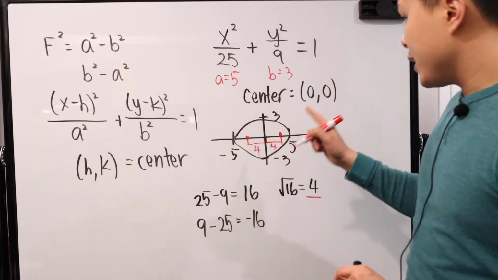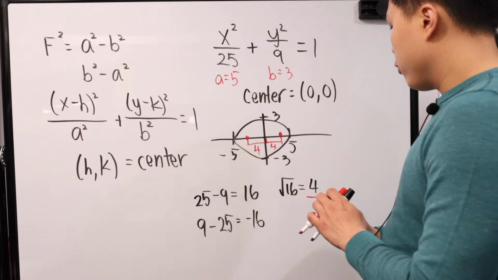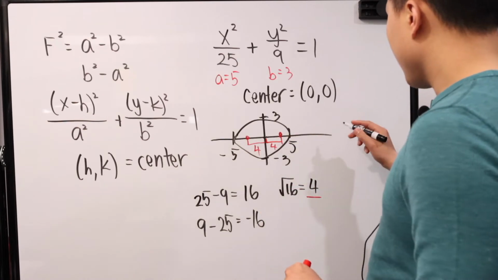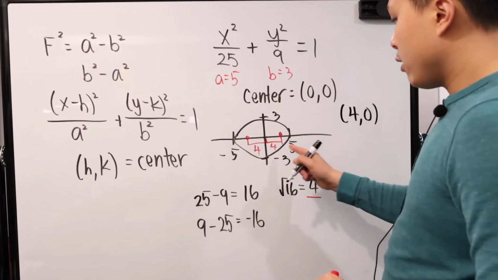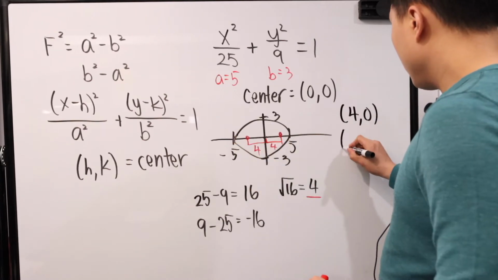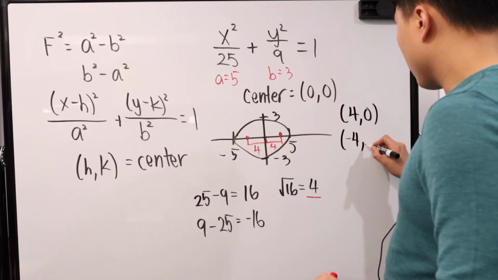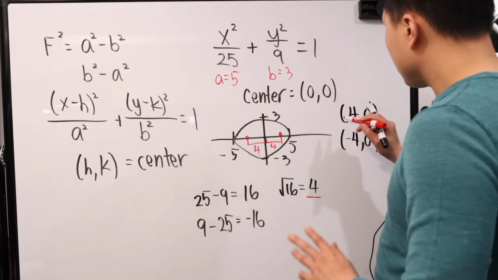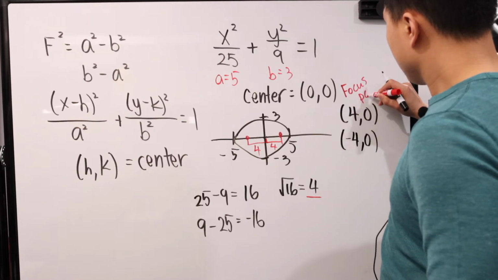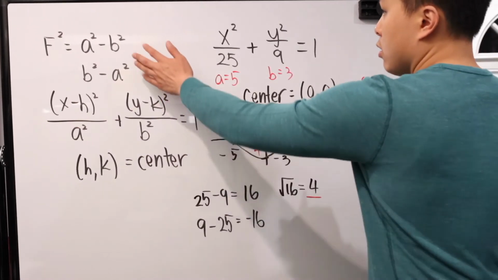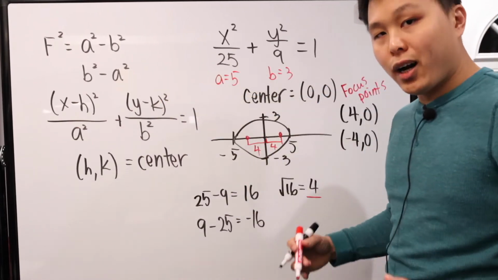Luckily for us, since this is the center, if we move over 4, it's all on the x coordinates, so one of our focus points is 4, 0. And of course, if we move over to the left, the other one's going to be negative 4, 0. And just like that, these are our 2 focus points using this formula. So let's look at a more complicated problem.